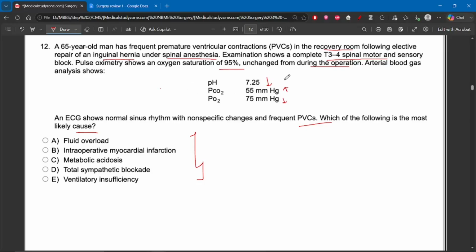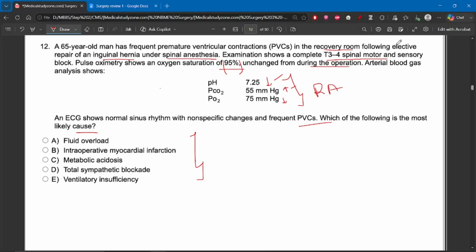Now, what does this mean? This means that we have acidosis, right? The pH is decreasing, the PCO2 is increasing. So we have an acidosis, and these two are opposite, which means we have a respiratory acidosis. So now we know that this patient is going through a respiratory acidosis. He also has decreased oxygen. This is not clinically significant, nothing that we have to worry about, but still, this is a clue.